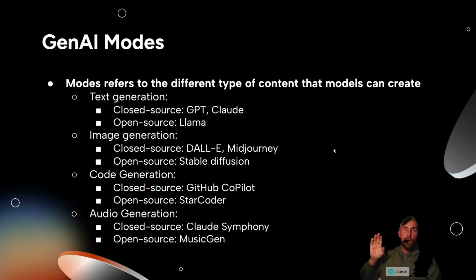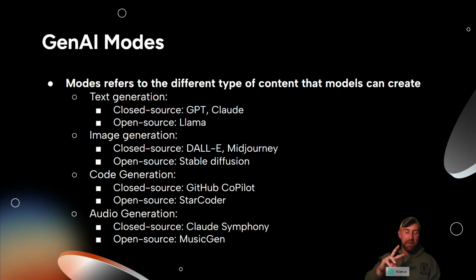Let's talk about some of the modes in generative AI. What are we referring to when we say modes? Modes refer to the different types of content that models can create. So maybe the mode you're most familiar with is text generation. Those are text models. The mode is text.